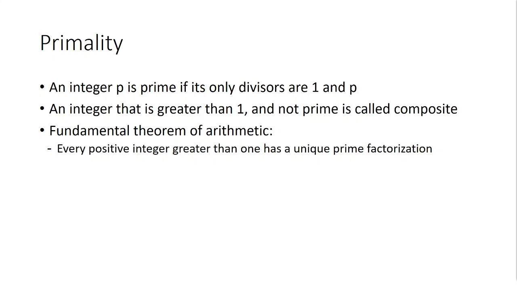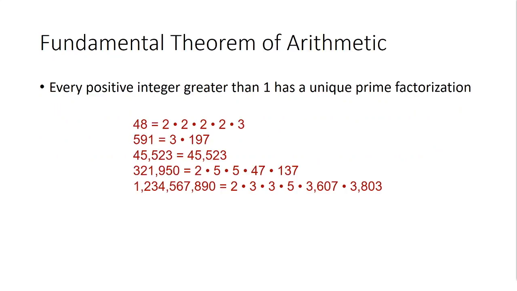Every positive integer greater than 1 has a unique prime factorization. Here is an example. 48 is 2 times 2 times 2 times 2 times 3. So we have 2 to the fourth multiplied by 3. That gives you 48. And every other composite number has its own unique prime factorization.